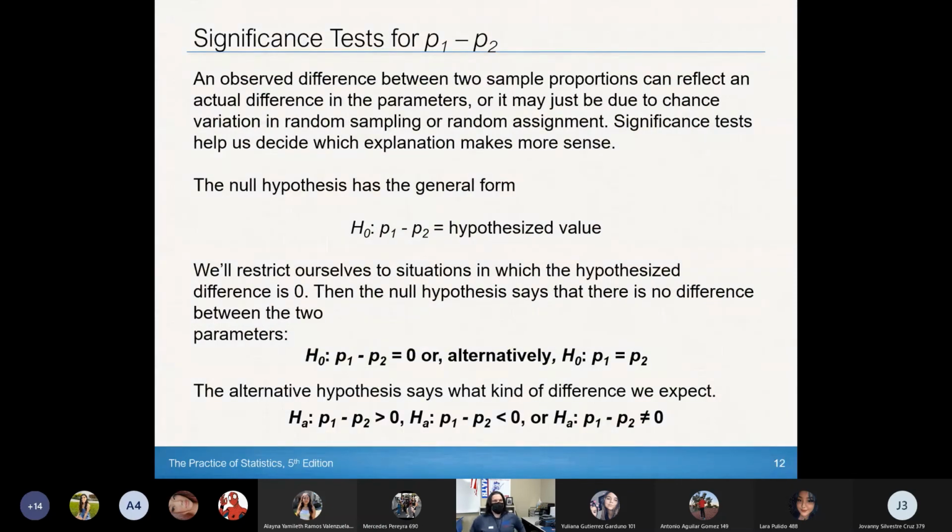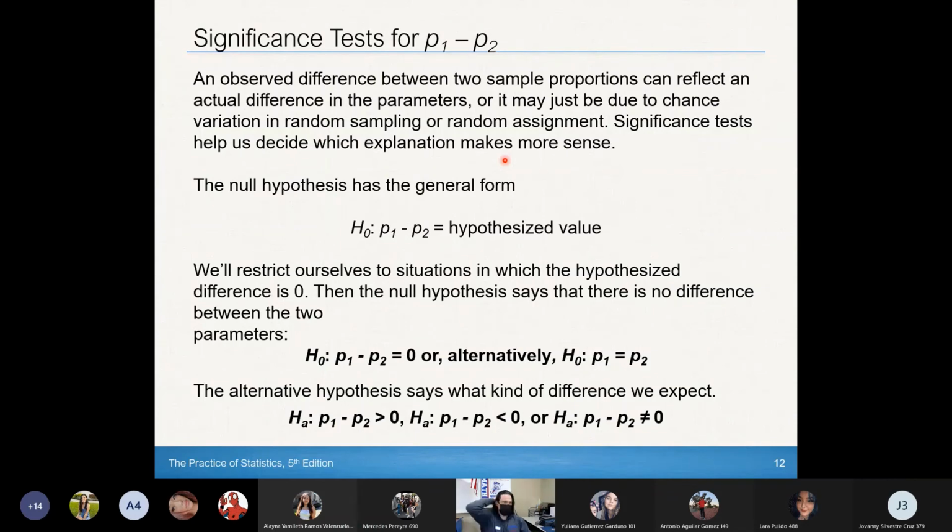So that leads us to then chapter 9, significance tests for p1 minus p2. An observed difference between two sample proportions can reflect an actual difference in the parameters, or it may just be due to chance variation in random sampling or random assignment. Significance tests help us decide which explanation makes more sense.